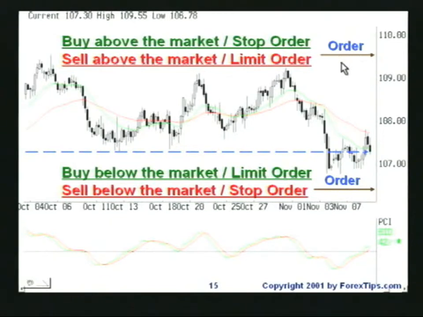Keep in mind, if that is where the market is, any order that is placed above the market would be an unfilled working order, an open order, and that order, if you are buying above the market, would be called a stop order. If you are selling above the market, it's called a limit order.